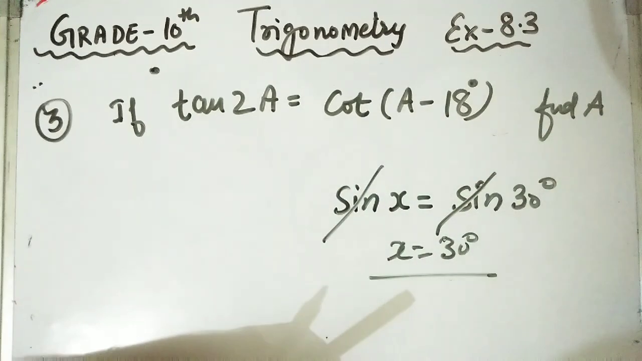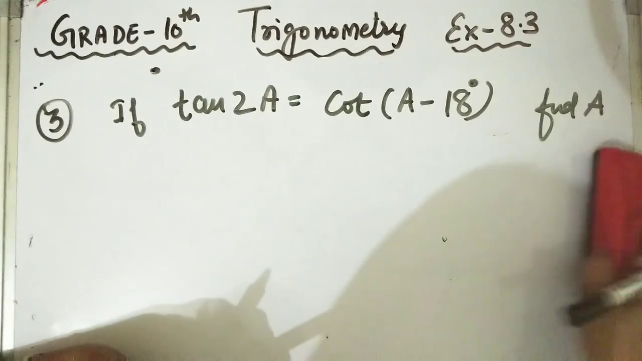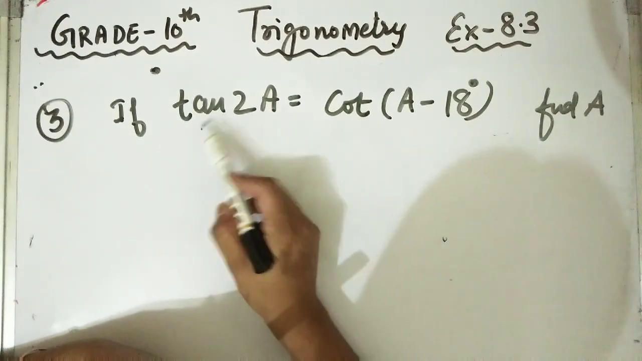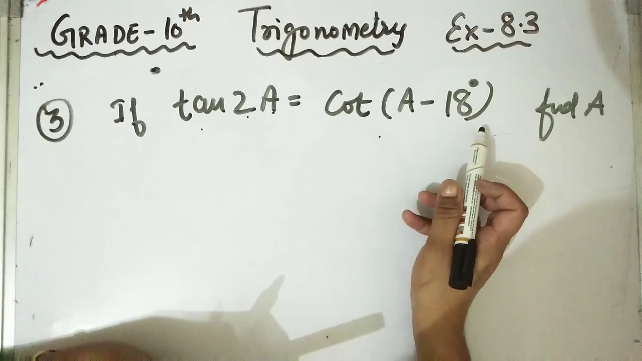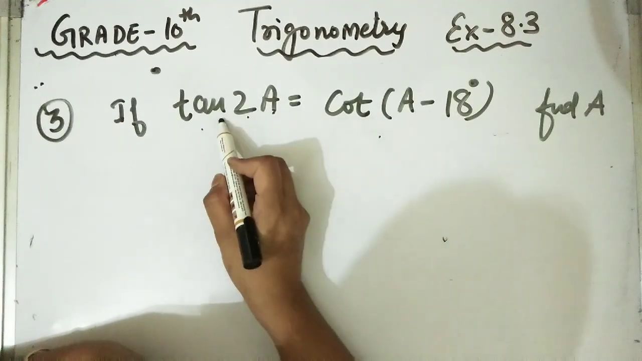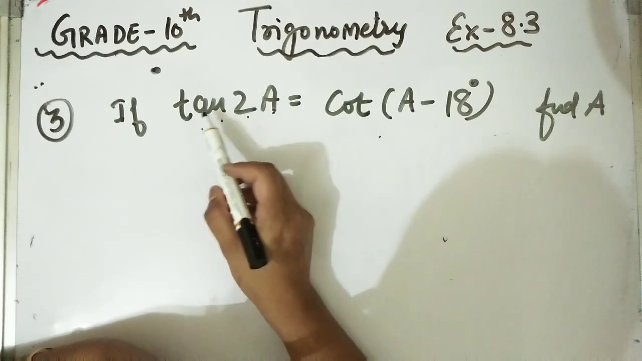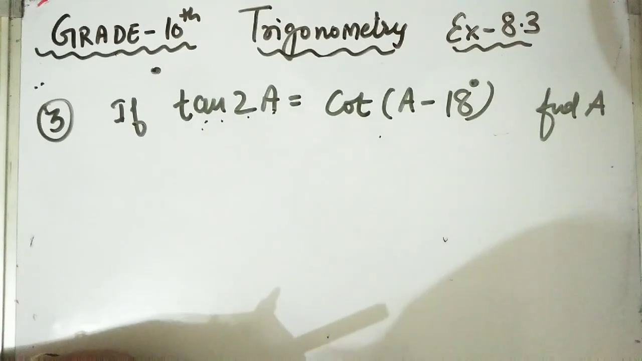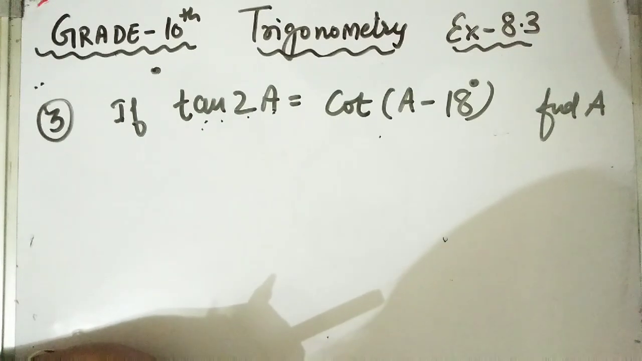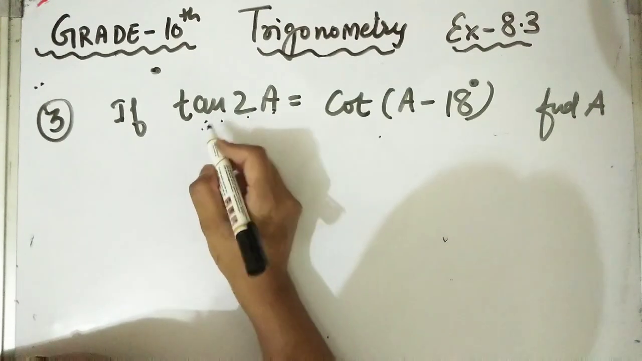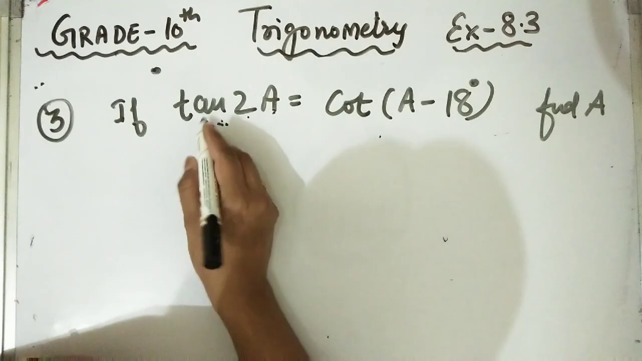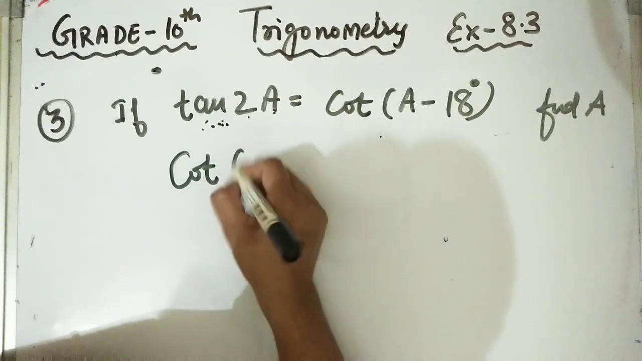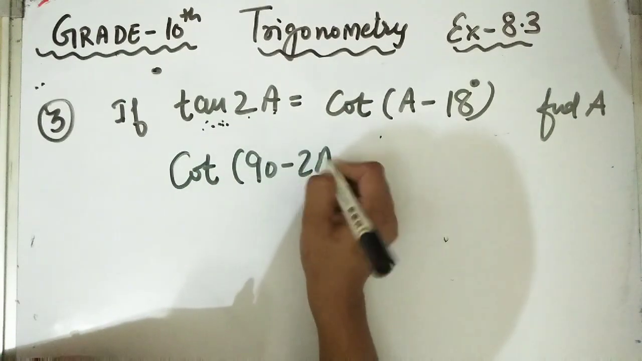But here a very big problem has come. The problem is, you have tan 2a equals cot a minus 18. These will cancel only when you have cot here. It is not cot here, it is tan here. But I know the formula. I can convert it 100%, right? I'm going to convert this tan. I'm going to write this tan as cot 90 minus 2a.